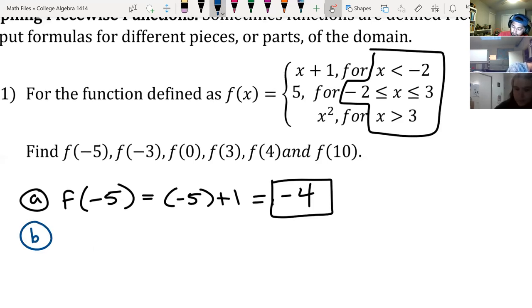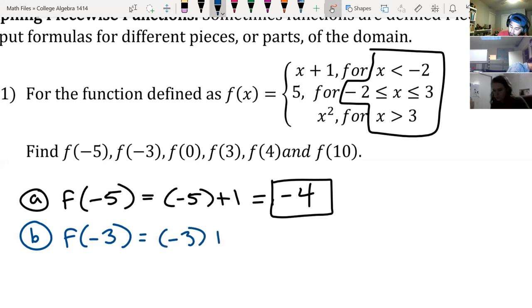We're doing it again. B, f of negative 3. Where does that fit in? Restriction 1, 2, or 3? Restriction 1, because negative 3 is less than negative 2, right? So again, since this fits in the restriction of x less than negative 2, we get to plug it into the first output, and we get negative 2.